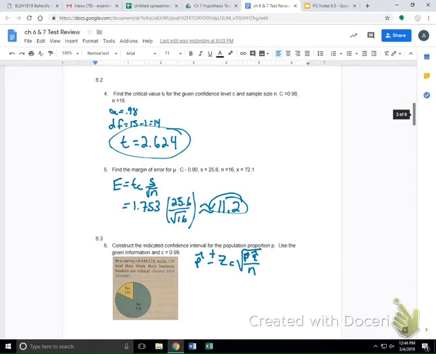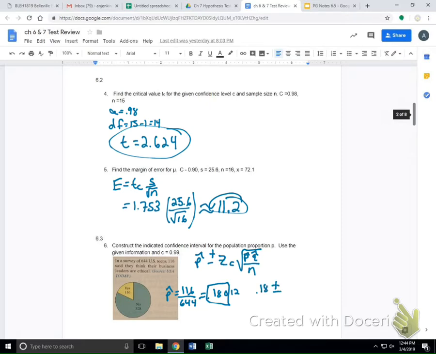So we have to calculate part of this. You see that you have 116, so p hat equals 116 divided by my total of 644. So if you put that in your calculator, you end up with 0.18012, but we'll just use that first part here. And then we're going to substitute that over here, so I end up with 0.18 plus or minus.